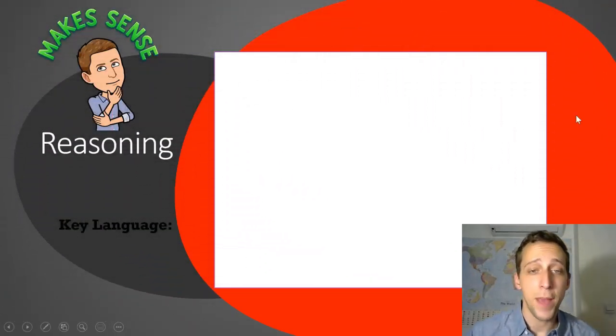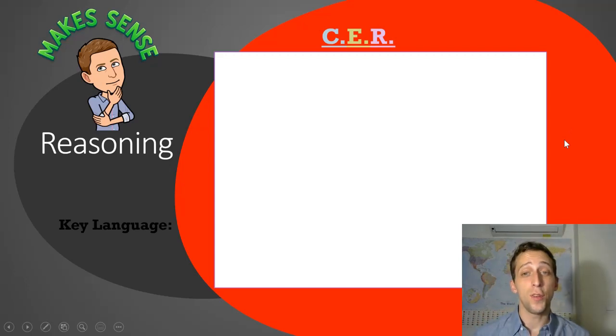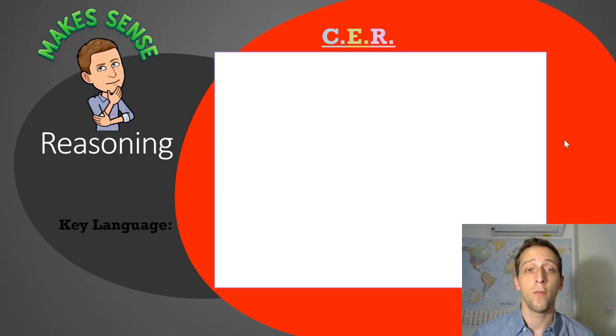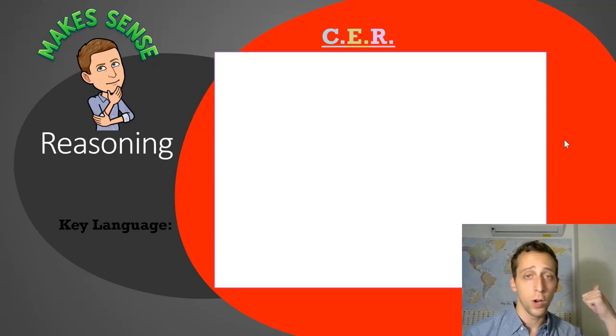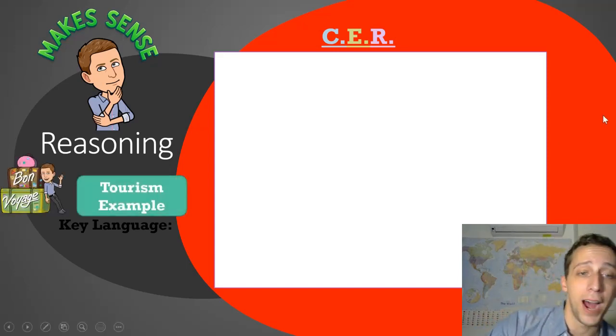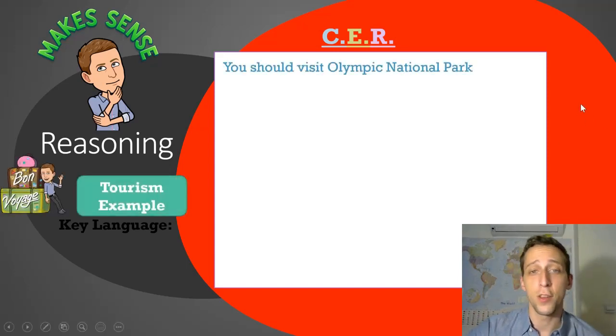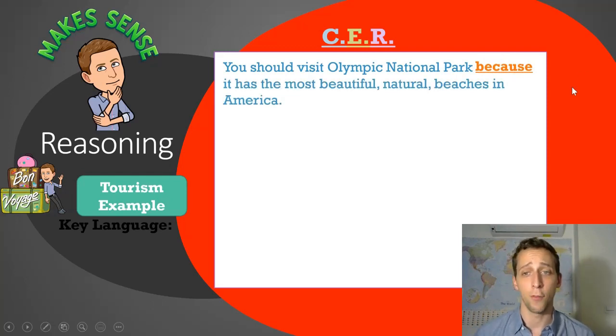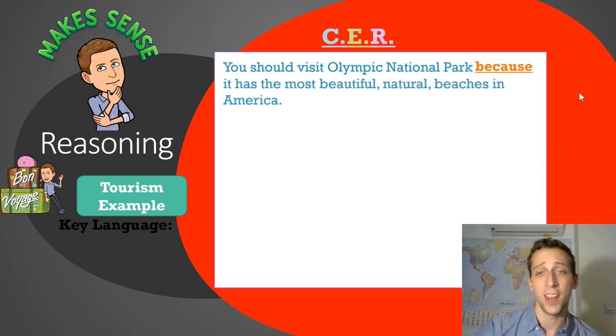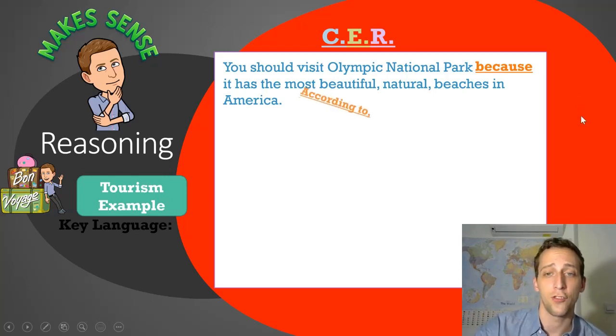So again, it doesn't matter what you're writing about. If you use CER when you want to convince someone, claim, evidence, reasoning, or example, then you can make a really good paragraph, whether you work in business, whether you're writing for tourism, or whether you are writing for school, to get really good body paragraphs. So even if you're using tourism, right, you should visit Olympic National Park. That's a claim because it has the most beautiful natural beaches in America. There's my claim, convincing my reader to come to Olympic National Park.